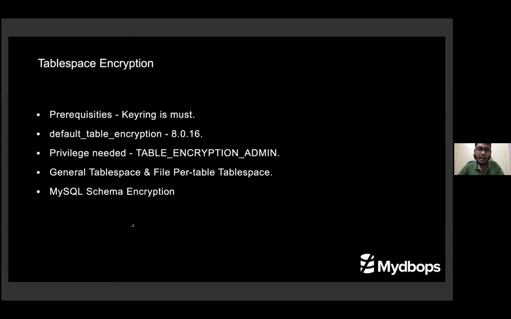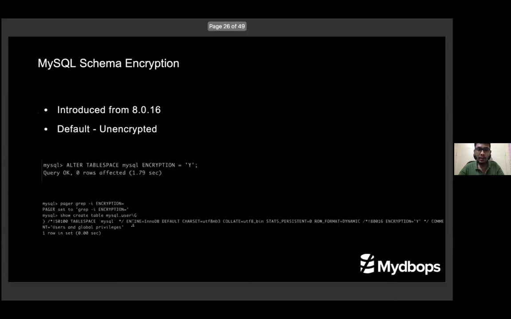But here in 8.0.16, if we enable the default table encryption, then whatever tables we create after this will be automatically encrypted. Okay, so this includes general tablespace and file-per-table tablespace as well. And if you want to override this, like creating an unencrypted tablespace, then we should have the TABLE_ENCRYPTION_ADMIN privilege. Using that privilege, we can override this.